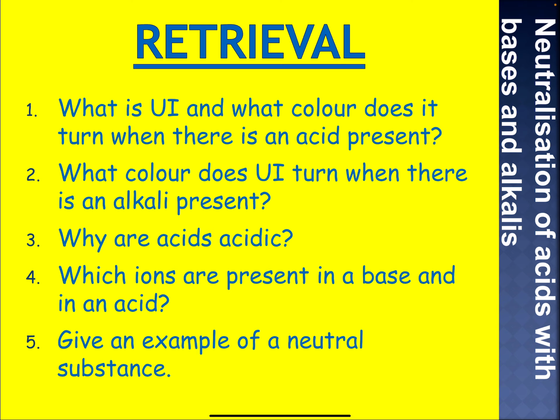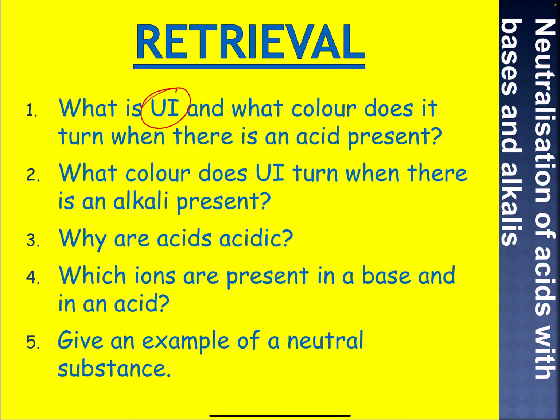Right, let's see how you got on. So what is universal indicator? Well, it's an indicator that shows whether something is not only an acid or an alkali, but it also shows the strength, whether it's a strong acid, weak acid, strong alkali, weak alkali. It has a range of 1 to 14. So 1 to 6 is acid, pH 7 is neutral, pH 8 to 14 will be an alkali.